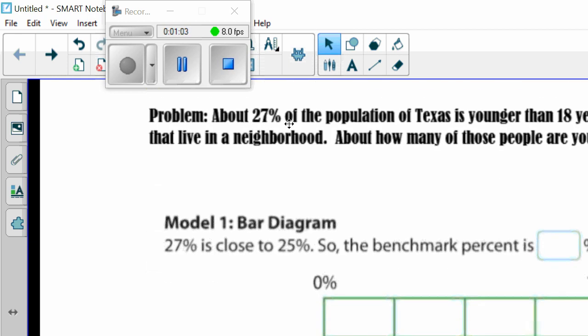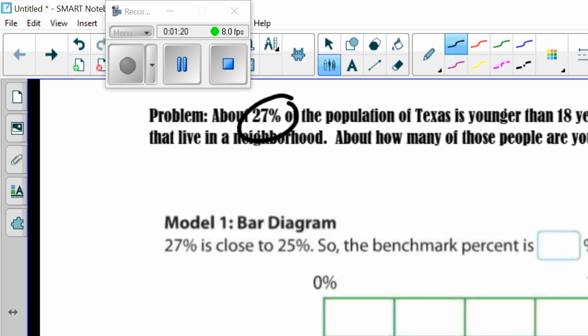It says about 27% of the population of Texas is younger than 18 years old. There are 200 people that live in a neighborhood. About how many of those people are younger than 18 years old? So it tells us that since we know that 27 is close to 25%, we are going to go to our benchmark percent of 25.